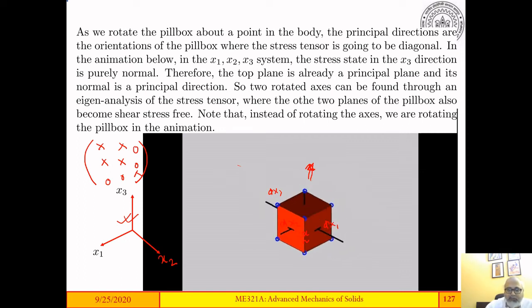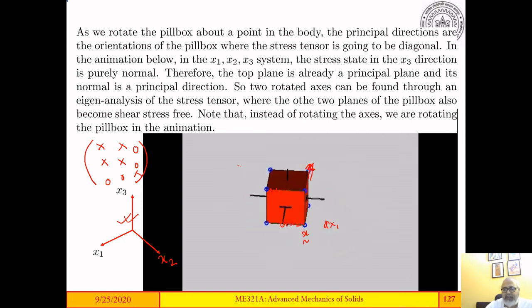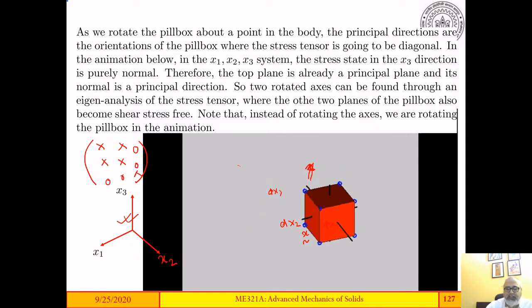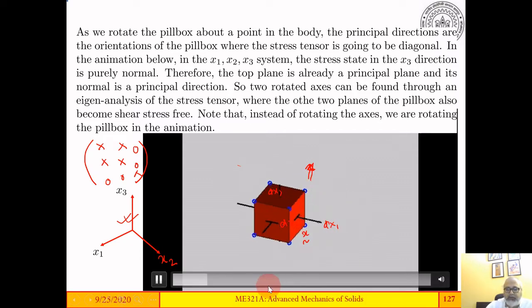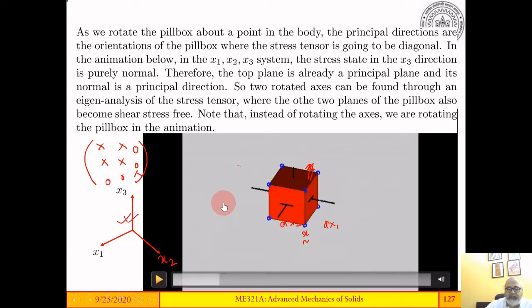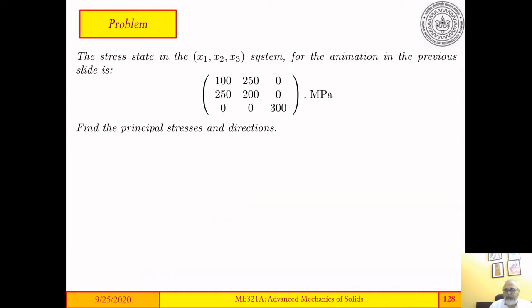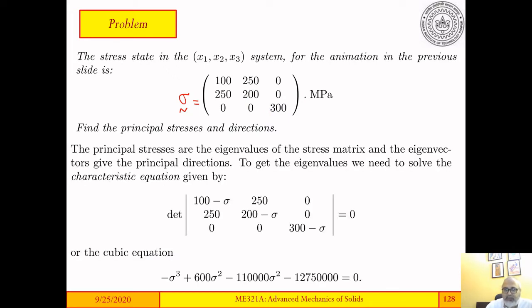Now let us take a problem based on this animation. Let's take a problem where we actually have a stress state which is similar to what we had. So Z is a principal direction, the third plane is a principal plane anyway, and you have this. So now finding the principal stresses is easy. You just solve the eigenvalue problem, solve the characteristic equation. So set up the characteristic equation, solve it. You can do that in MATLAB.